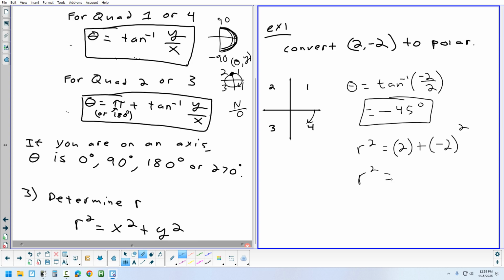And what is 2 squared? 4. And -2 squared? It's also 4. So when we get rid of that exponent, we have to take a square root, and we get the square root of 8. If we write that as a simplified radical, what's the square root of 8?